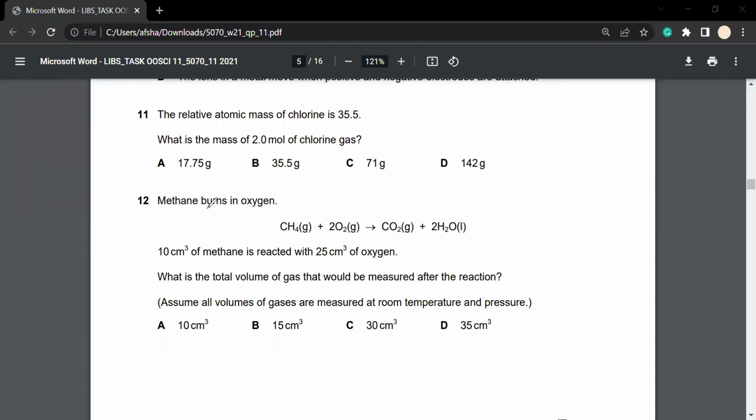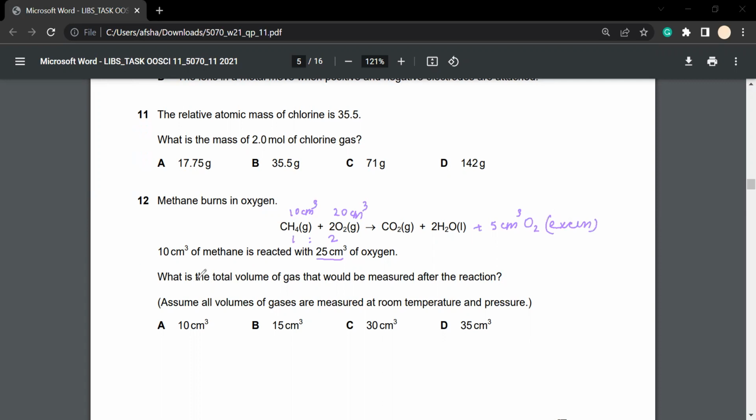Question number 12. Methane burns in oxygen, giving you carbon dioxide and water. 10 cm cube of methane reacts with 25 cm cube of oxygen. So the 10 cm cube of methane is reacting with 25. And because the ratio is 1:2, actually 10 cm cube will react with 20 cm cube of oxygen, while we are given 25. So that means the 5 cm cube of oxygen is going to be in excess.